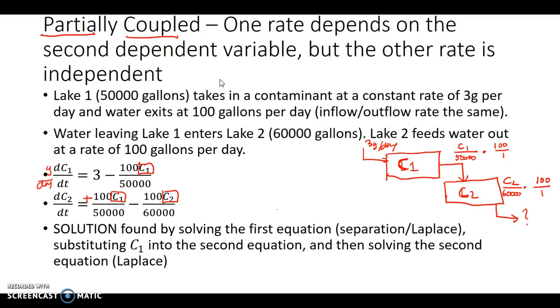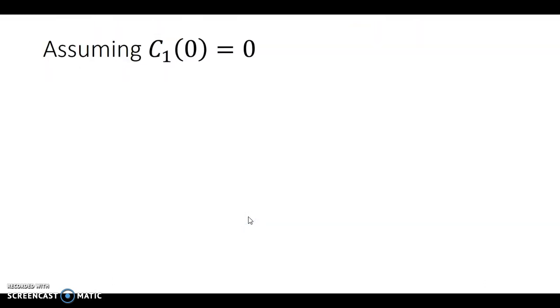Now, the solution gets a little bit more tricky because we can't really solve dC2/dt until we have solved the first one. But the good news is we can solve the first equation, substitute C1 into the second equation, and then solve the second equation. So it's like we get to use the independent portion of the system, and then we'll use that to help us solve the next part. So we'll assume that initially the amount of this contaminant in the lake at time 0 is 0 grams.